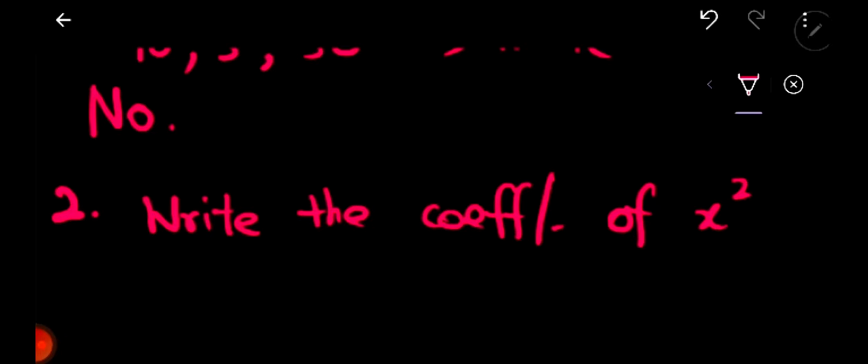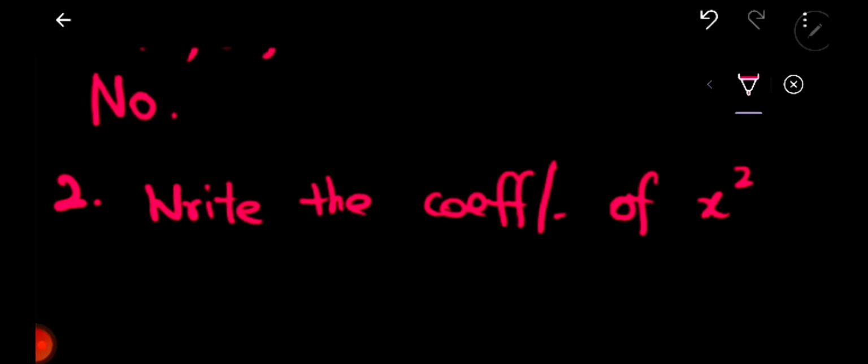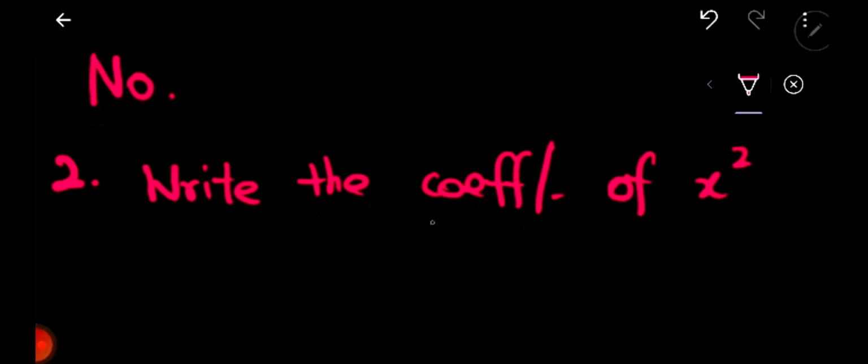And the second question: write the coefficient of x squared. I already told you what a coefficient is. Coefficient means the number part of the term.